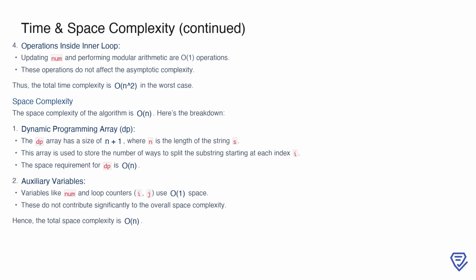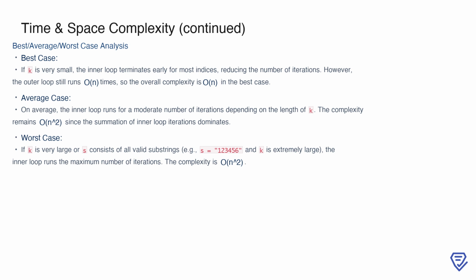Now, let's analyze the best, average, and worst case scenarios. In the best case, if the value of k is very small, the inner loop will terminate early for most indices because substrings will quickly exceed k. While this reduces the number of iterations within the inner loop, the outer loop still runs n times, resulting in an overall time complexity of O(n).